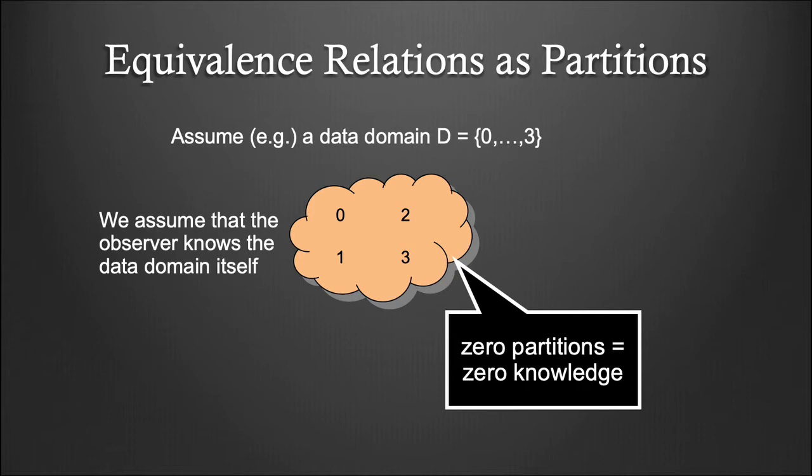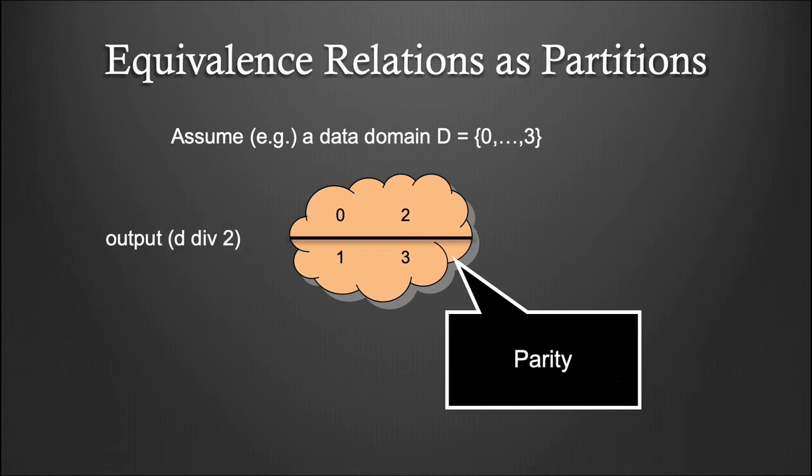So let's assume, for the sake of a concrete example, that we have a data domain with 4 values in it. And we assume that the observer always knows the data domain itself. So the idea that we have no knowledge about this data point in this domain is represented by no partitions of this data, or alternatively, one big equivalence class. Now, if we were to observe the output of dividing a value by 2, then we would learn the parity, and that's represented by partitioning this data set into two equivalence classes with the odd numbers and the even numbers respectively.